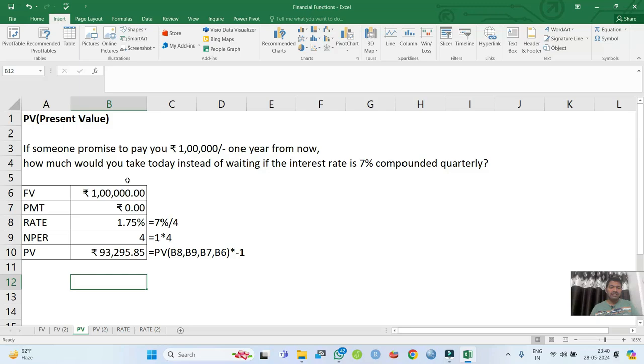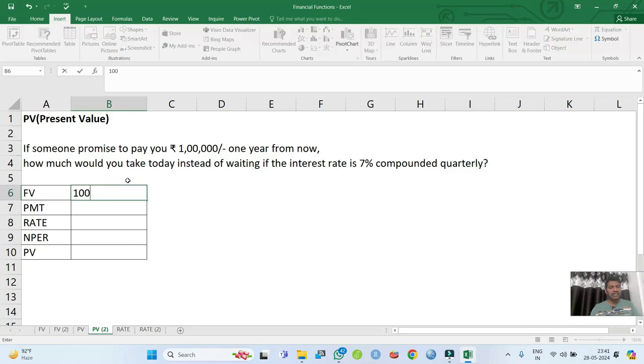Now we will see the present value if it is in the future. Example: if someone promised to pay you 1 lakh 1 year from now, how much would you take today instead of waiting, if the interest rate is 7% compounded quarterly? You can directly enter 1 lakh. So what is the payment? Here also we are not giving any additional amount, and we are not getting extra. So the rate is 7% compounded quarterly.